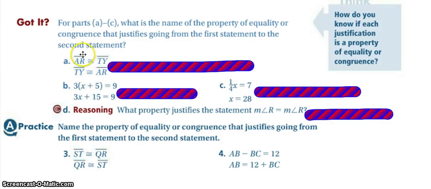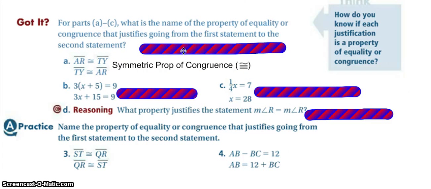All right, so when we look at a segment being congruent to another segment, and then we turn it around and say that that other segment is congruent to the first segment, we can say that that is just the symmetric property of congruence. We see that they are both congruent to each other, which will always hold true no matter what order we put them in.